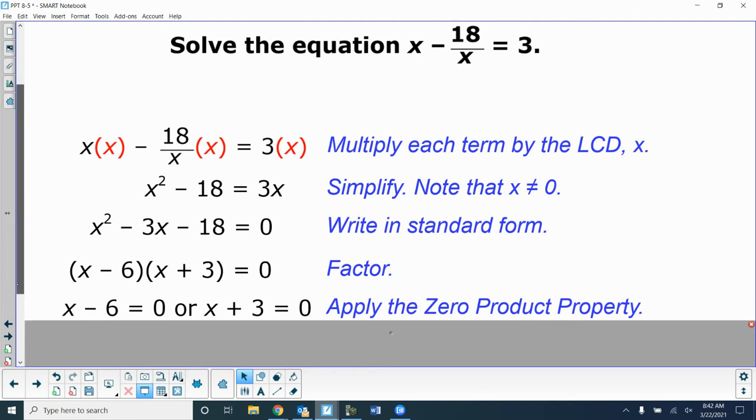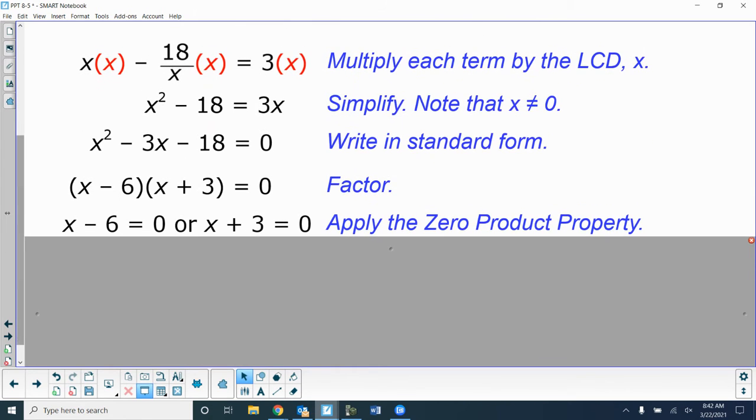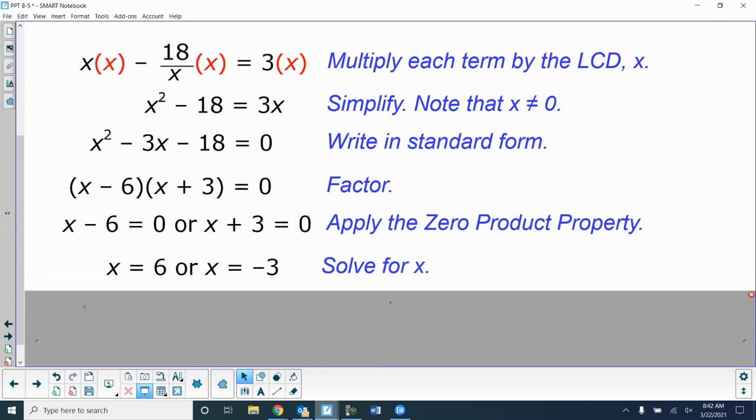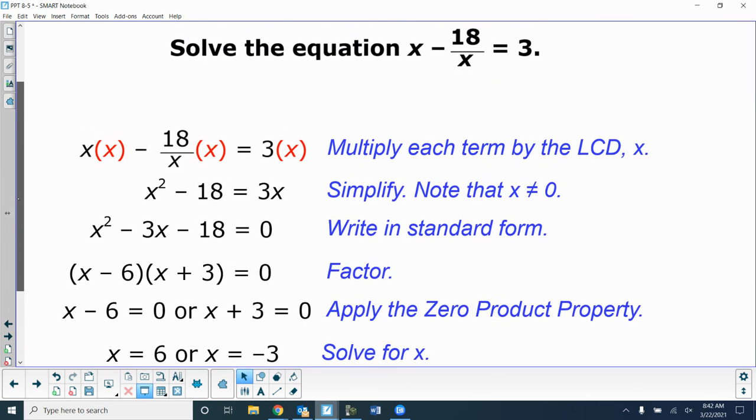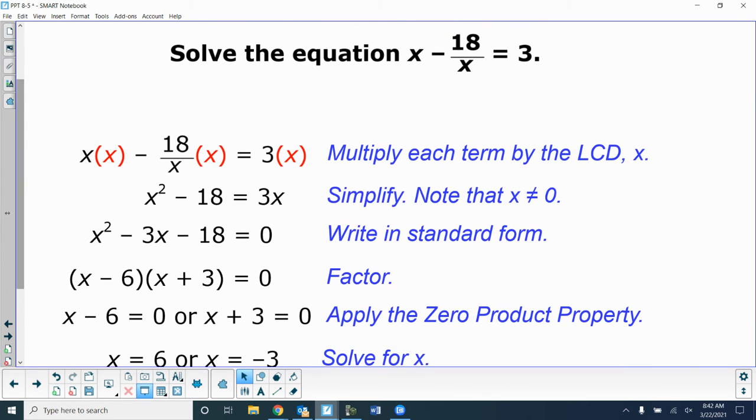Right? That's all. We've done this many times. So what are my two answers? 6 and negative 3. Now, we're supposed to check for extraneous solutions, meaning I go back to the original problem and plug 6 in and negative 3 in. Will I get a 0 in the bottom?